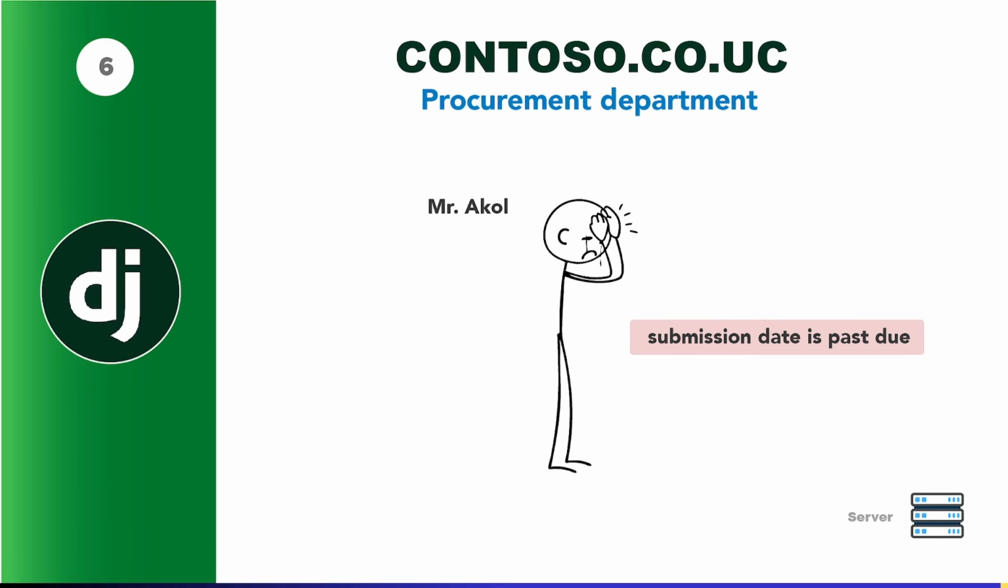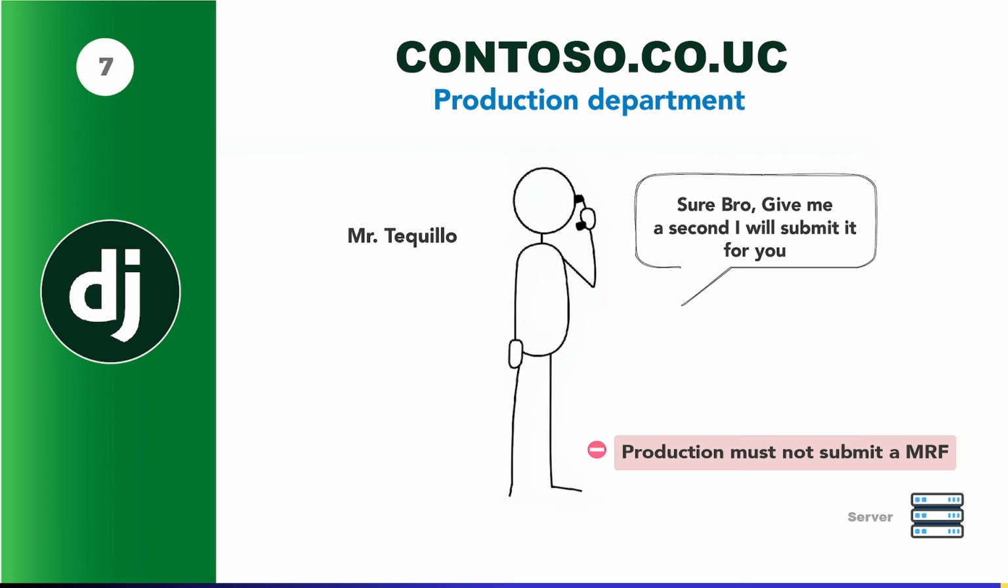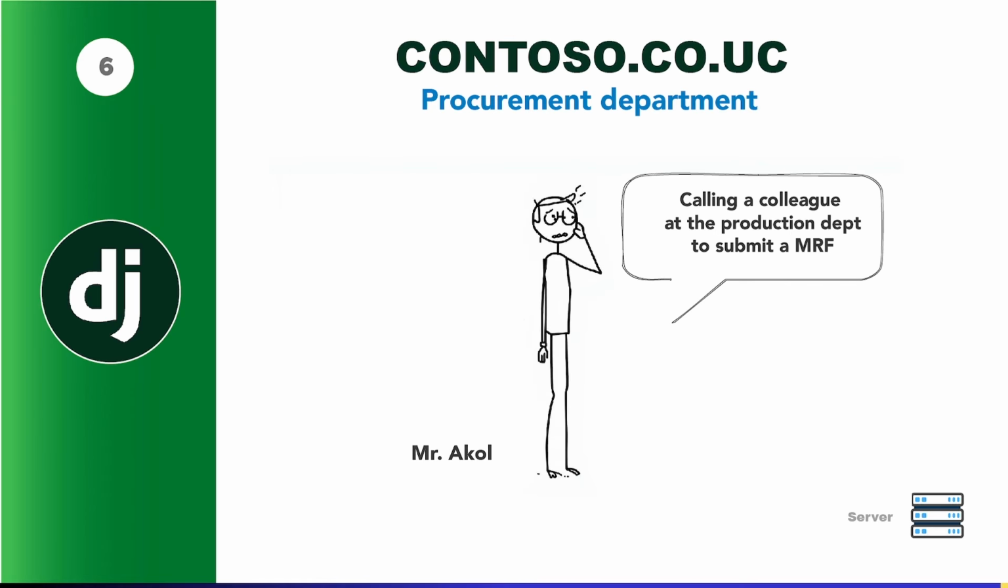He's like, God damn it, what should I do? He called his friends from the production department. He's like, hey, yo. And then his friend, Mr. Tequila, is like, what's up? What's going on? How can I help you? Akol is like, hey, man, I missed submitting the requisition form. It's past due. I can't do that. I just don't want my manager to know that I'm late. So, I don't know if you can do that.